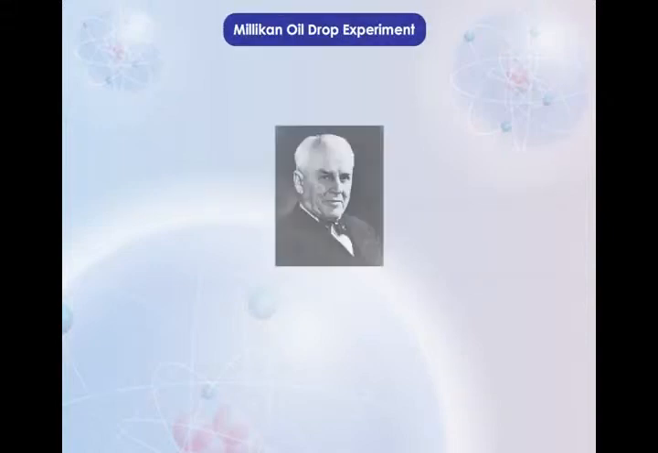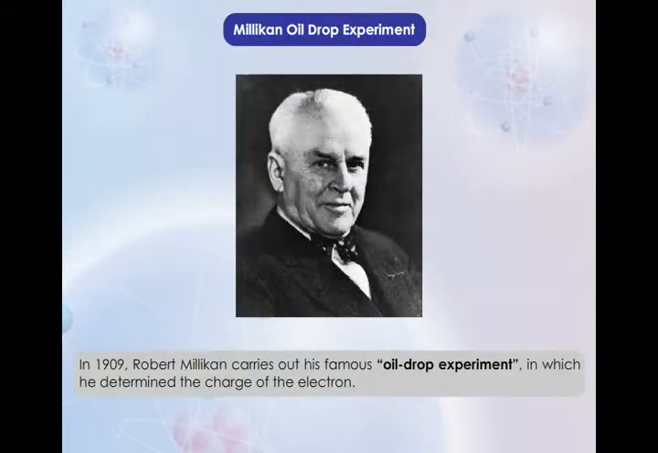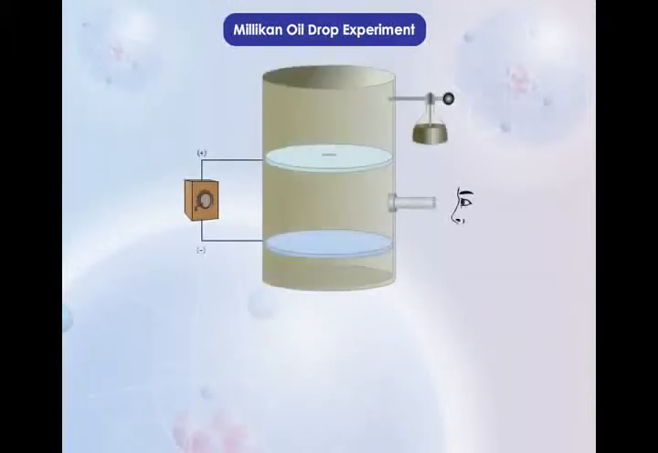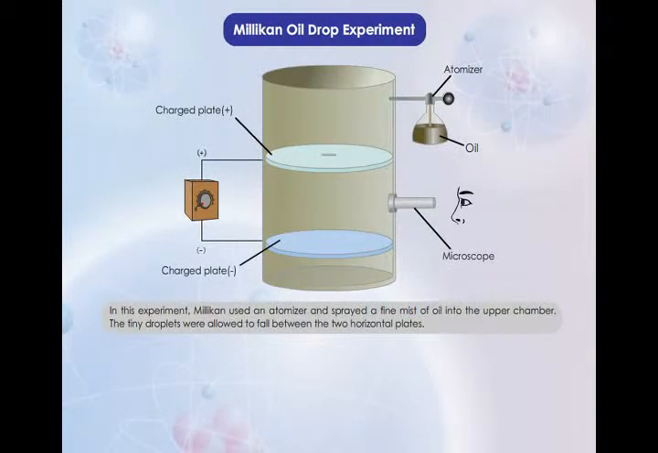In 1909, Robert Millikan carried out his famous oil drop experiment, in which he determined the charge of the electron. In this experiment, Millikan used an atomizer and sprayed a fine mist of oil into the upper chamber. The tiny droplets were allowed to fall between the two horizontal plates.